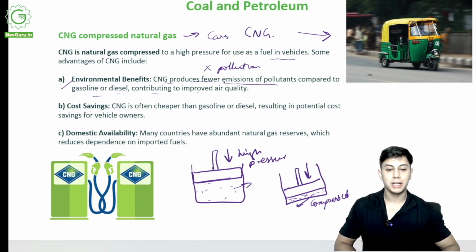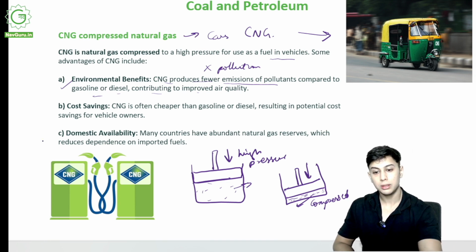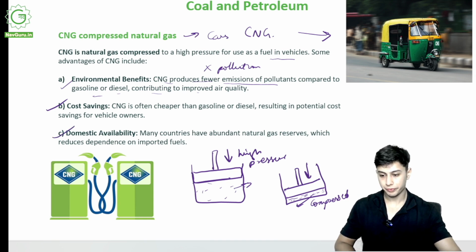Domestic availability. Many countries have abundant natural gas reserves. So in most countries you will find a lot of natural gas, and since there is a lot of natural gas, there can be a lot of compressed natural gas. Thus, since it is obtained easily in every country, domestically available, it is available in your country. So there will be less cost. We will not have to get it from another country. This is also a benefit. So: environmental, cost saving, and domestic.